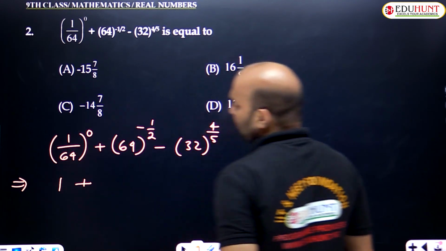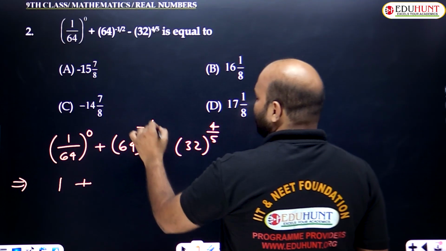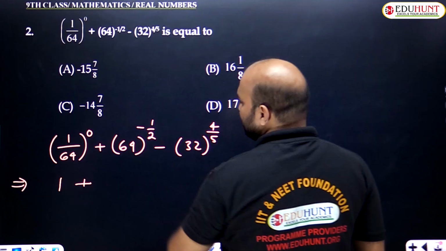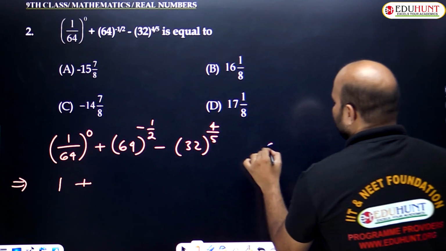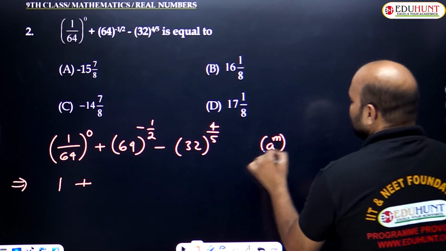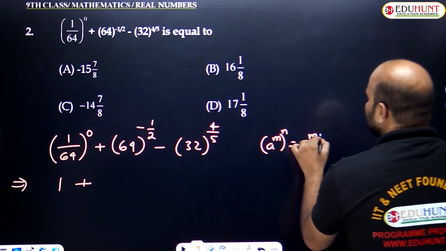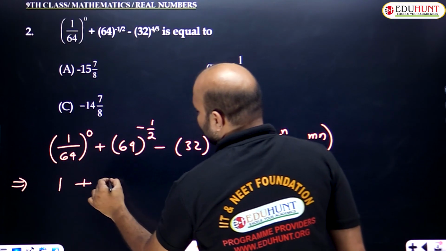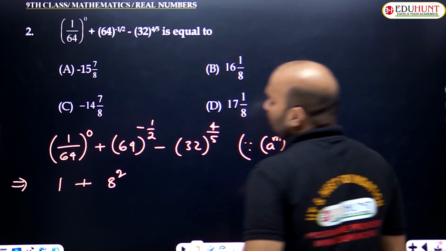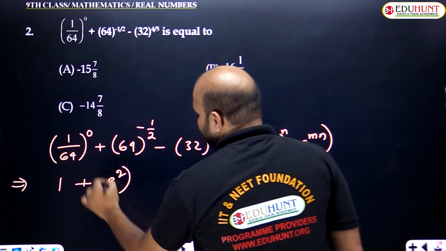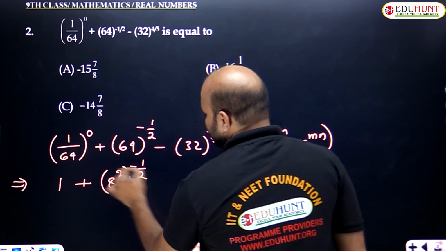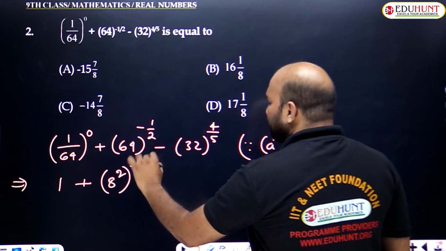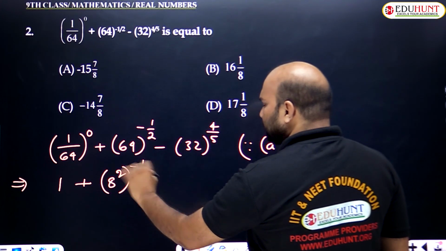So the first term is 1. Next, the power value is minus 1/2, and in that 1/2 the denominator is 2, so the base should be taken as a square value, because (a^m)^n equals a^(m×n). This is a very useful formula. So 64 can be written as 8 squared, not 4 cubed. So (8^2)^(-1/2): the 2s cancel, since (a^m)^n equals a^(m×n), 2 into minus 1/2, the 2s cancel, and we get 8^(-1).